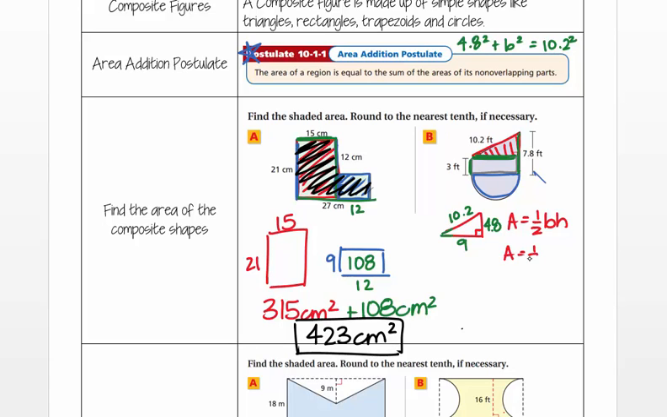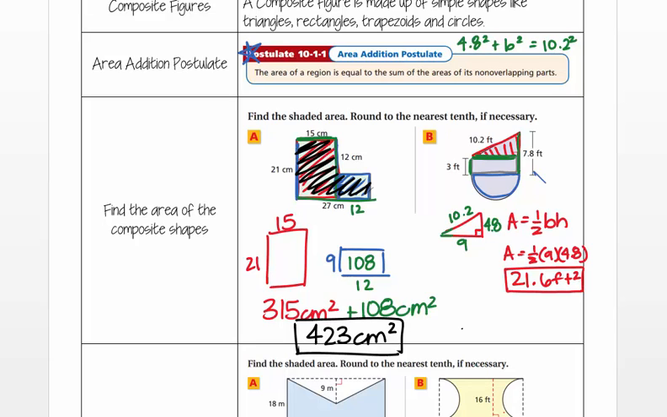I'll do 1/2 times 9 times 4.8. And when we throw that in the calculator, we end up with the area of the triangle is 21.6 feet squared. So that's just the little triangle part.